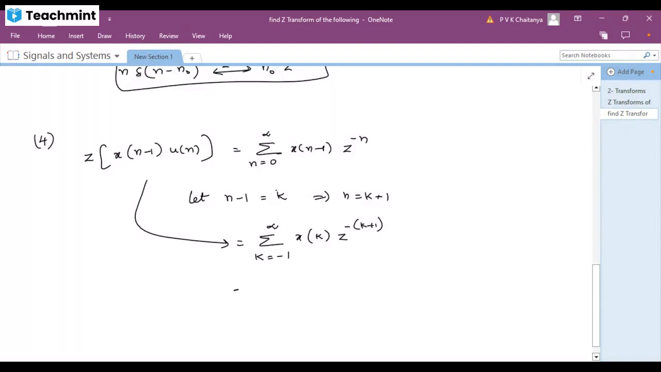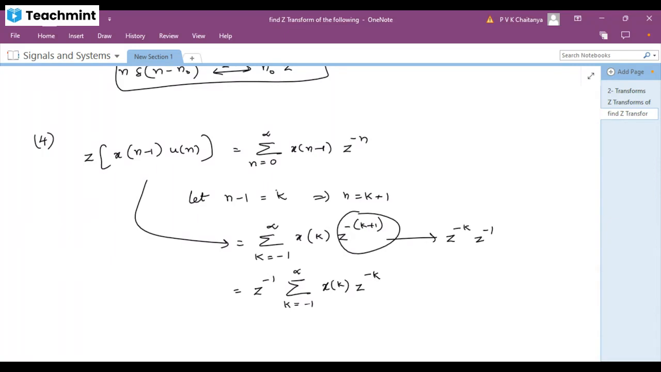Okay. So this one, z power minus k plus 1, I can write it as z power minus k into z power minus 1. So I can write this as z power minus 1 sigma k equal to minus 1 to infinity x of k z power minus k. Okay, so my summation should be from 0 to infinity.